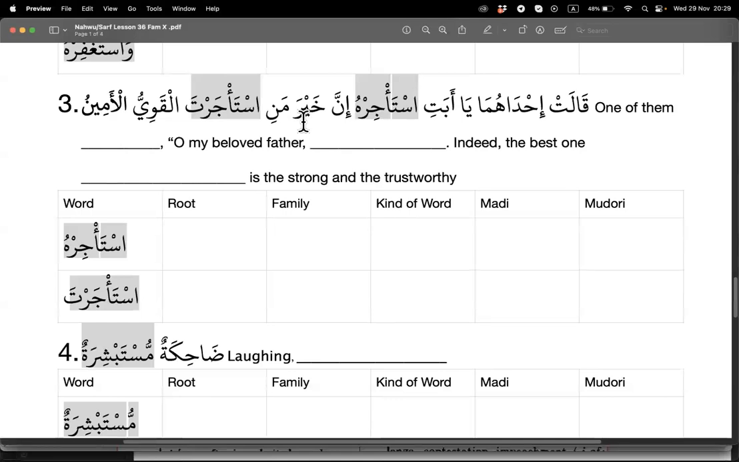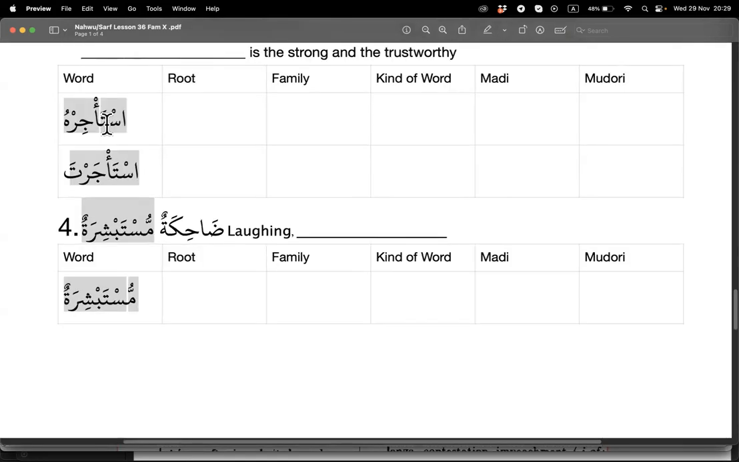Khair is actually the better, the best, something we learn later. The best of the one istajarta, the same word, is the one you hired. The best one you can hire is Al-Qawiyyu Al-Aminu, strong and trustworthy. Yes, exactly. Alhamdulillah. Next one.